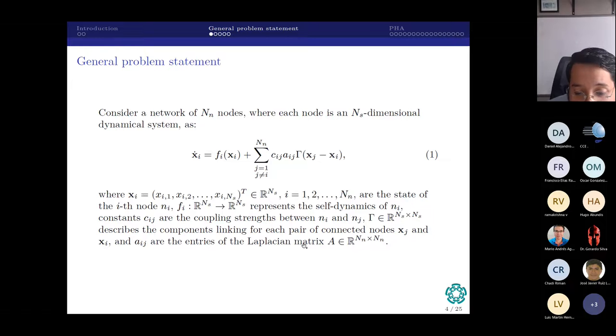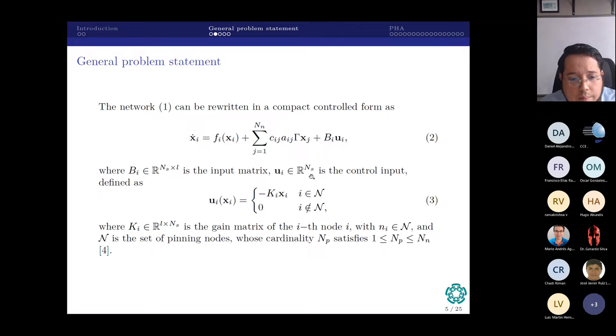For example, is there a connection between node I and node J? If so, A is equal to 1; in the other case it is equal to 0. F represents the self-dynamics of the system in the nodes, and gamma represents the internal connection in the system, the connection of the states. Okay, the network in compact control form is represented by this equation.